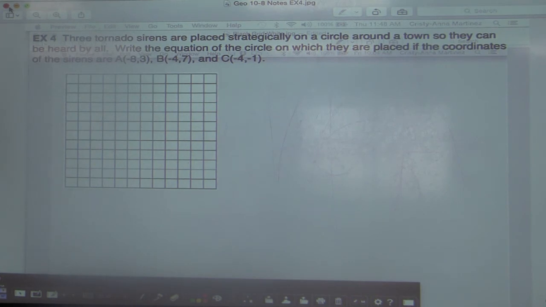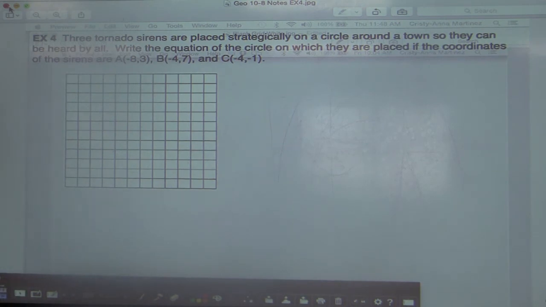Example 4 is going to be a little bit tricky as well, in the sense that the grid is not an exact square, but I will try my best to at least model for you what you're supposed to do, and hopefully on your graph paper it'll work out better because it'll be an actual perfect square. It says 3 tornado sirens are placed strategically on a circle around a town so they can be heard by all. Write the equation of the circle on which they are placed if the coordinates of the sirens are A, B, and C.